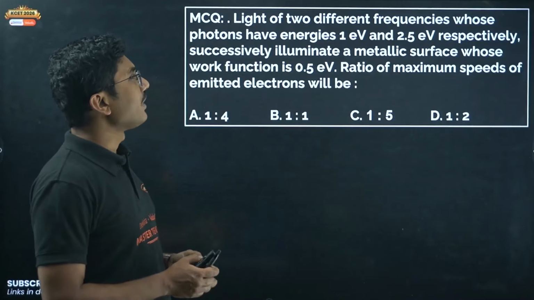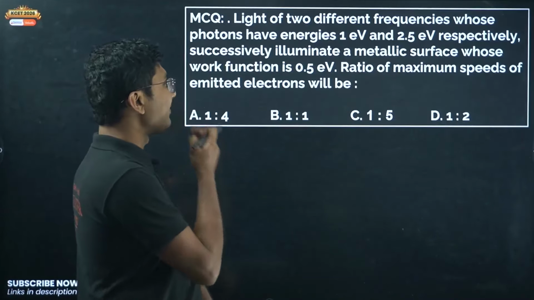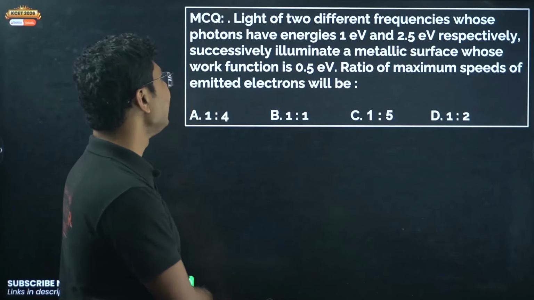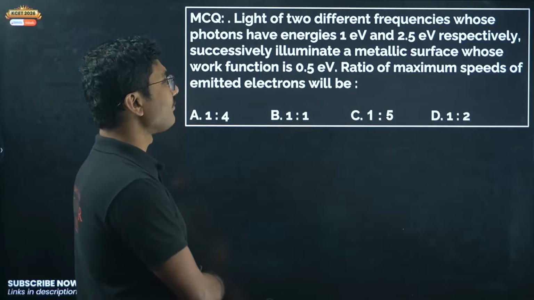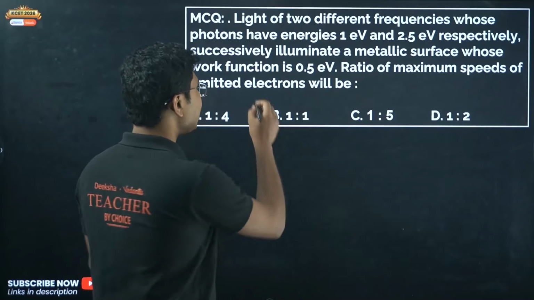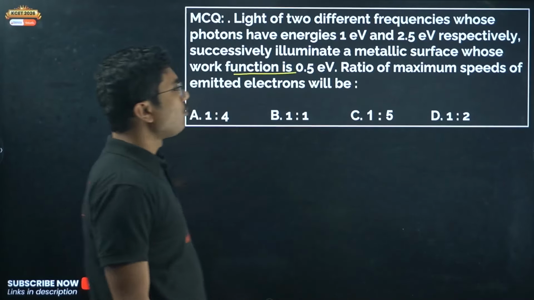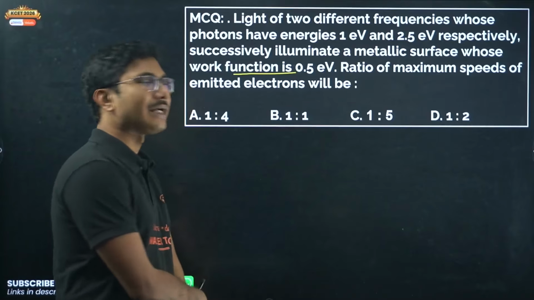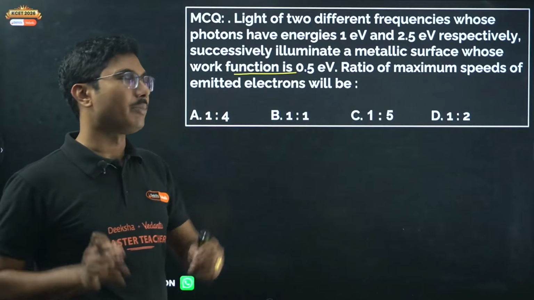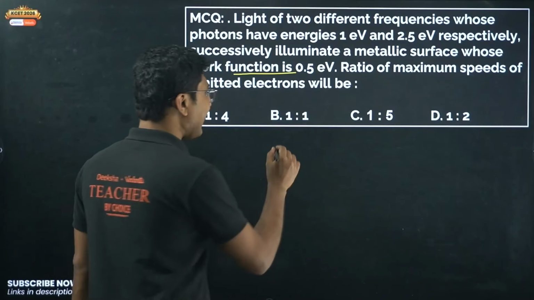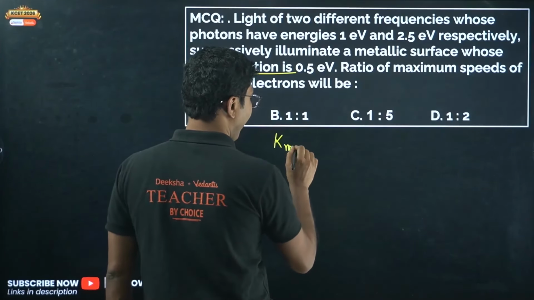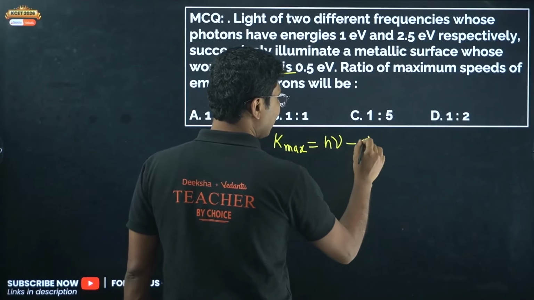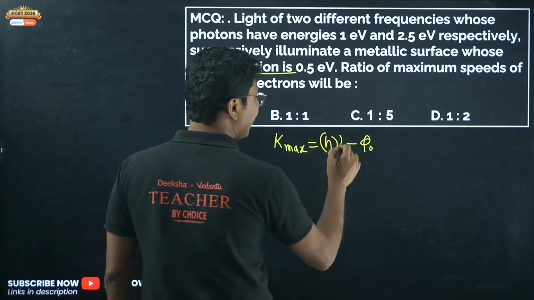Light of two different frequencies, whose photons have energies 1 electron volt and 2.5 electron volt respectively, successively illuminates a metallic surface whose work function, the phi naught value, is 0.5 electron volt. The ratio of maximum speeds of the emitted electrons will be? Very interesting, easy problem. So far we have learned that Kmax is given by h nu minus phi naught. Now h nu is the energy of the photon.